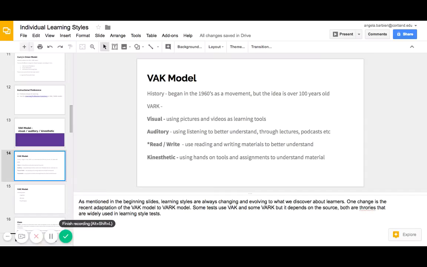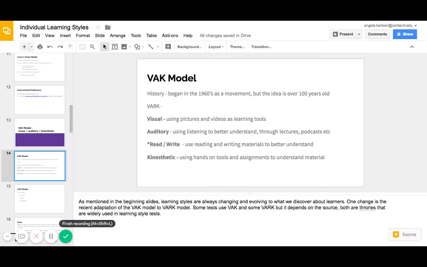So now we're going to go a little bit more in depth into the VAC model because it is really one of the most widely used inventories out there. The history of the VAC model began in the 1960s as a movement, but the idea itself is over 100 years old. As we mentioned in the beginning slides, learning styles are always changing and evolving to what we discover about our learners, so this is one of those.